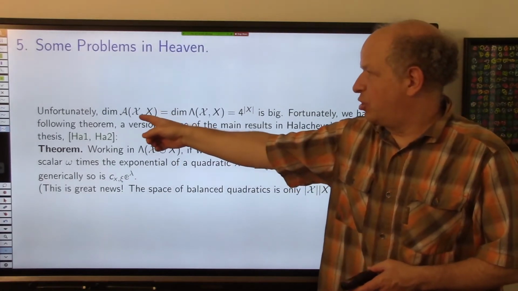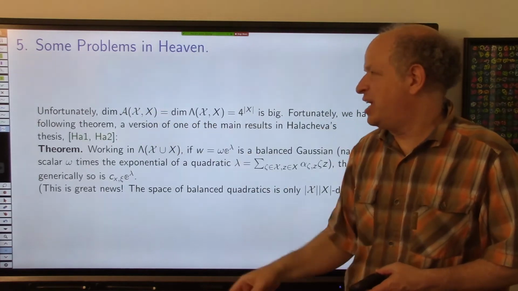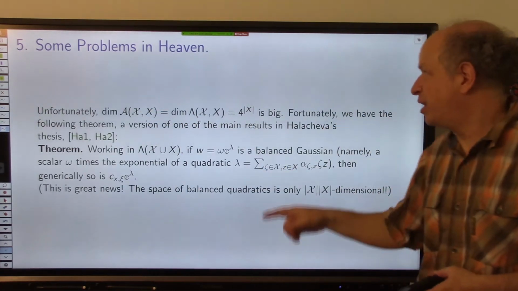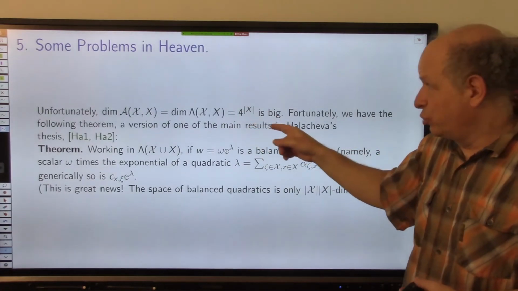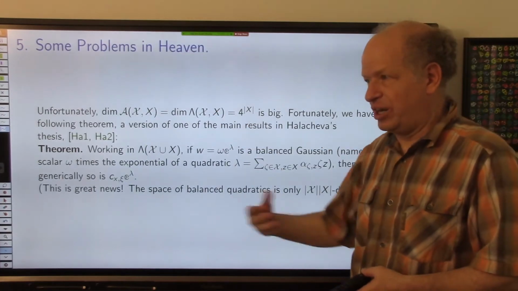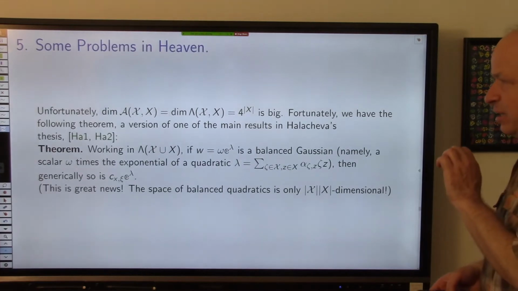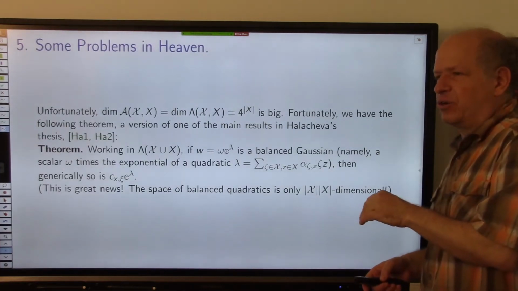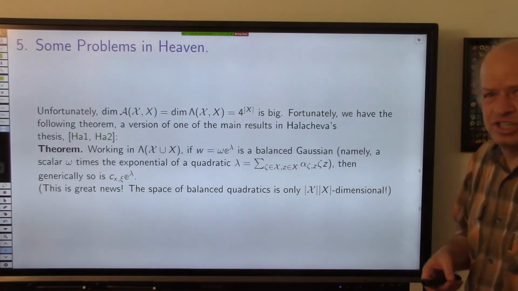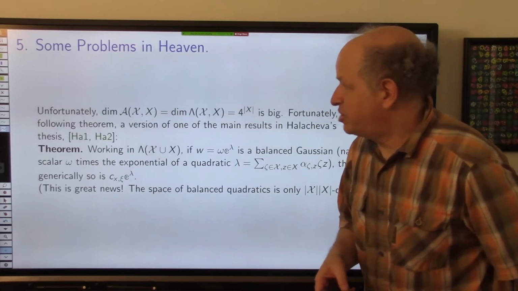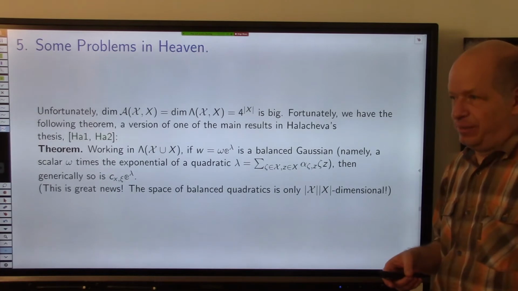So the dimension of A calligraphic XX, the dimension of the exterior algebra, is 4 to the power the number of elements of X, or 2 to the sum of the number of indices. This is a big number. And now comes the following key theorem, which in a sense is the content of Halachiva's thesis. And the theorem says that we can drop the dimension a great deal.